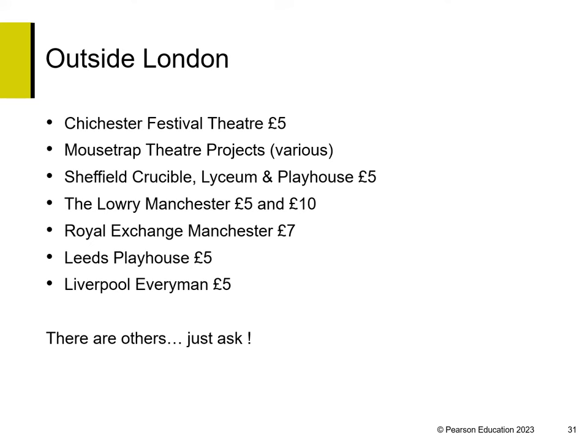Outside London, Chichester Festival, £5, Mousetrap Theatre Projects, you just have to sign up for that. Cheap tickets to a whole range of productions. Sheffield Crucible, Lyceum and Playhouse, £5 tickets. The Lowry in Manchester, the Royal Exchange, £7. Leeds Playhouse, £5. Liverpool Everyman, £5. There are plenty. There are others. You just have to ask.